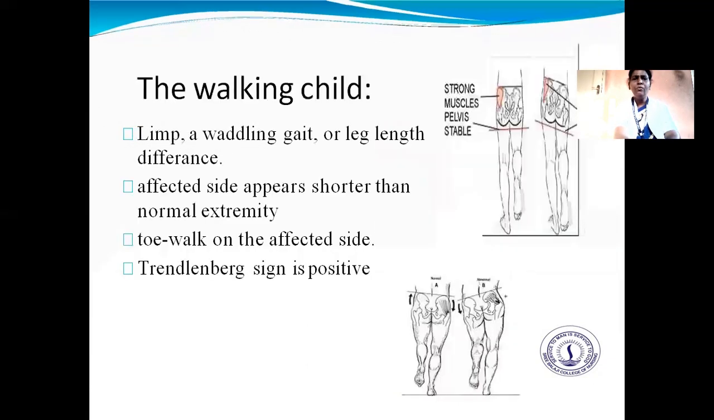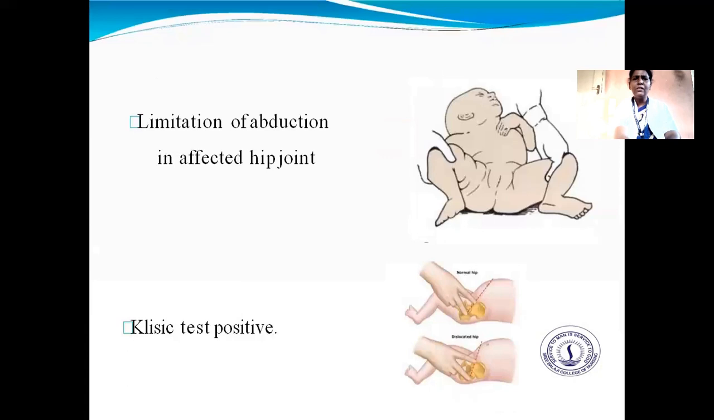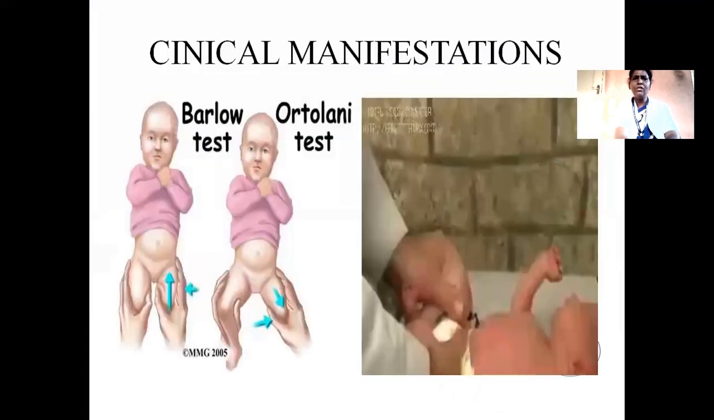So till now we have seen the clinical manifestation of developmental dysplasia of hip. One is Barlow's test, and second is Ortolani's test. Barlow's test means the child will be in the supine position, then the hip will be flexed. Then the examiner's middle finger of one hand will touch the greater trochanter of the baby.